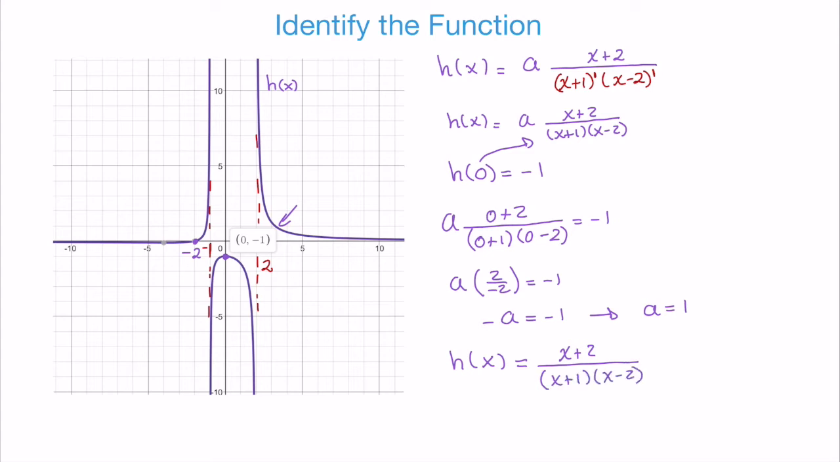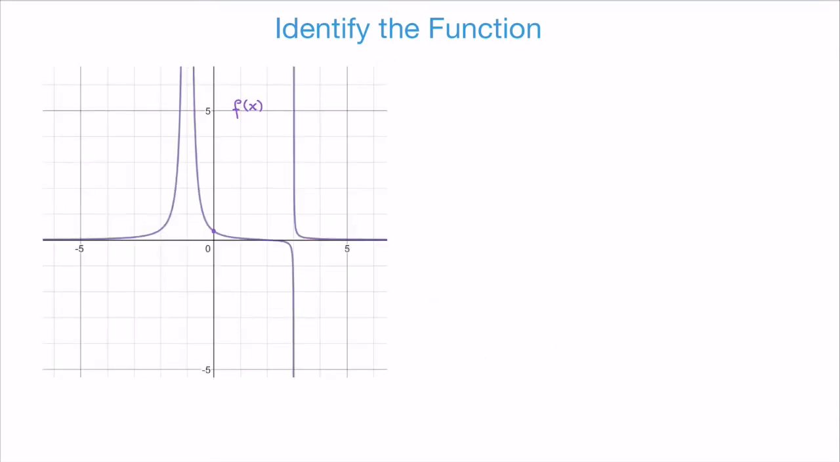We can check the horizontal asymptote. Here is y equals 0, and that matches with our equation because the degree of the denominator is bigger than the degree of the numerator, and that's it. So I'm giving several examples here. Let's look at one more.